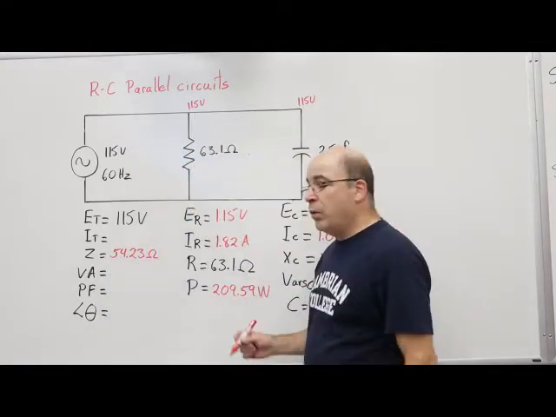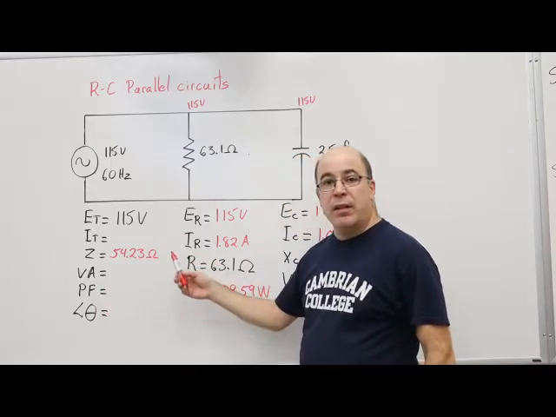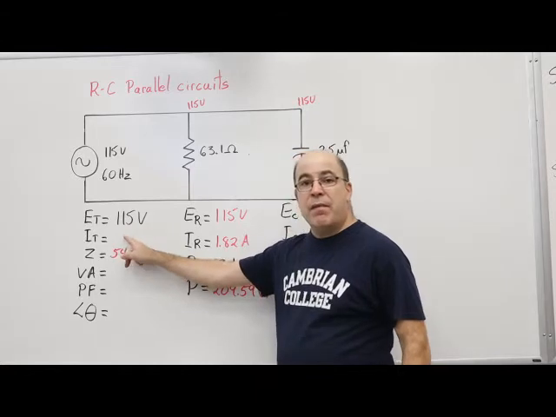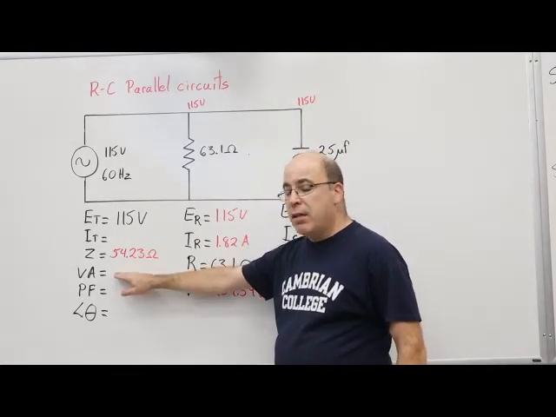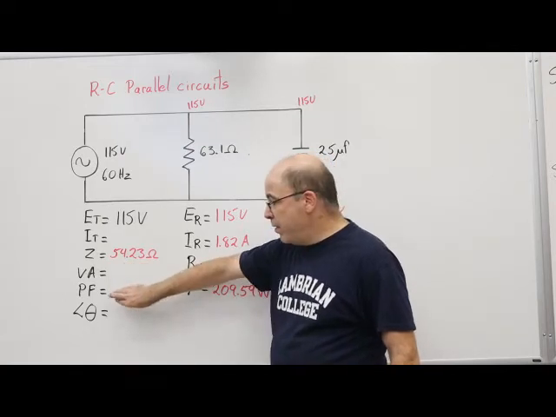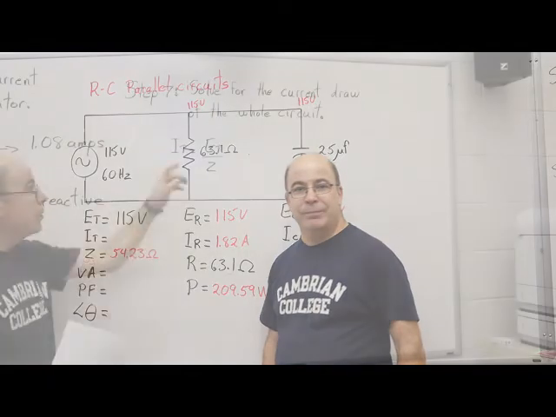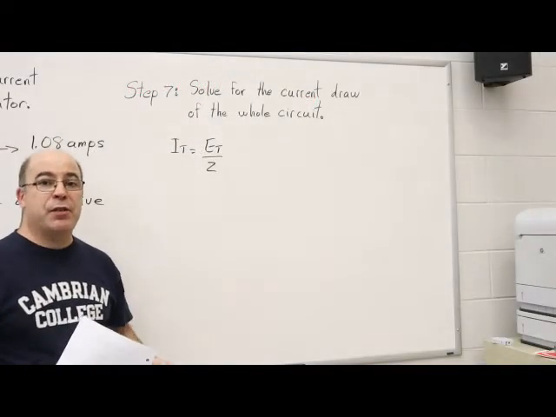Now, we're going to turn our attention to the entire circuit. That means, first order of business, I'm going to calculate the value of current. From there, we're going to calculate VA, and then we will continue with circuit efficiency, and finally we'll finish up with angle theta. Now we're starting to fill in the remaining values for the entire circuit.